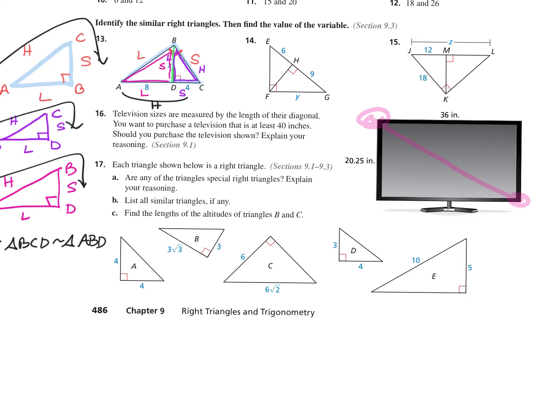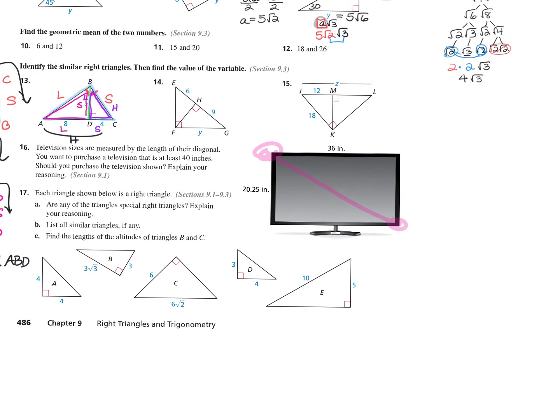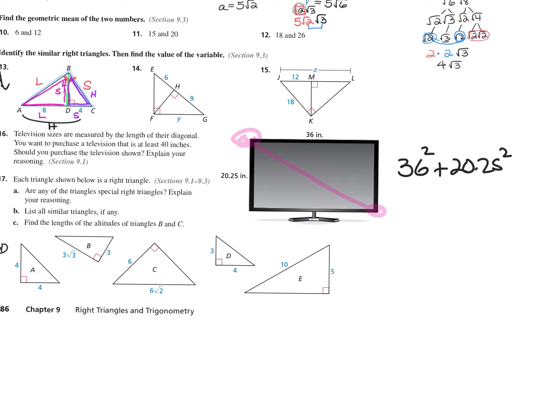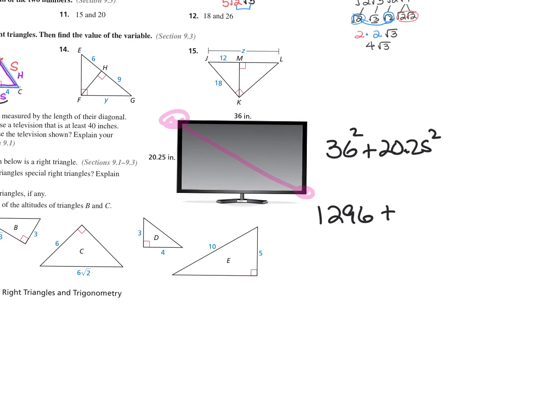So what we need to do is a squared plus b squared, and after we square and add them and then square root it, if that answer is bigger than 40, then we want to buy this TV. So let's try it. We would do 36 squared plus 20.25 squared. This would be a word problem that you would be using your calculator for. And when you're using your calculator, if it says to round your answer, do not round it mid-problem. You wait until you're all the way finished, and then you round at the very end.